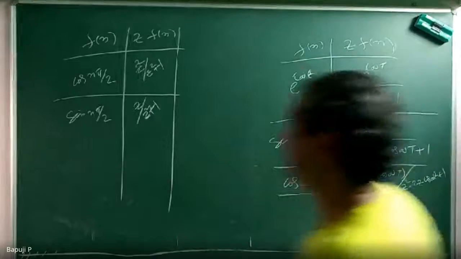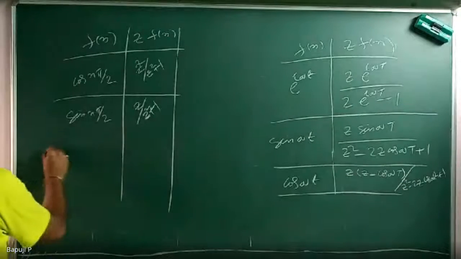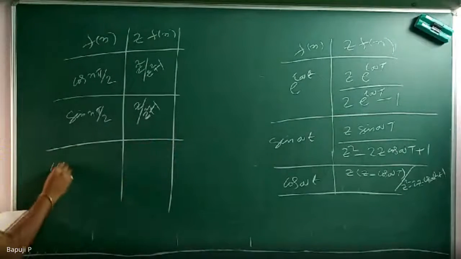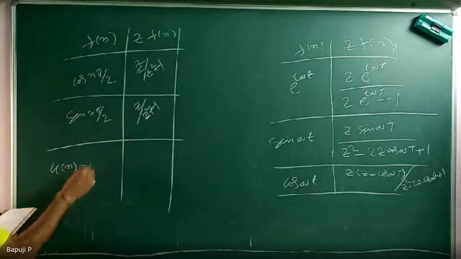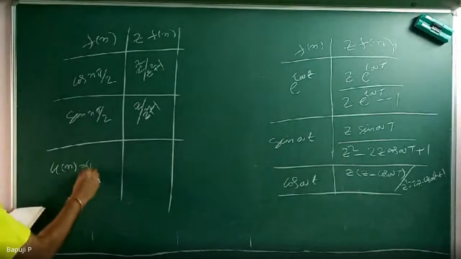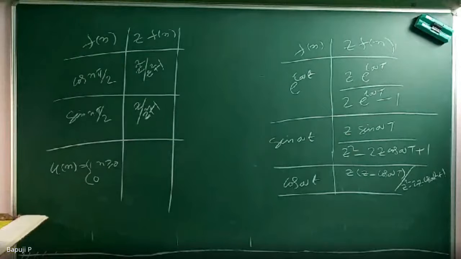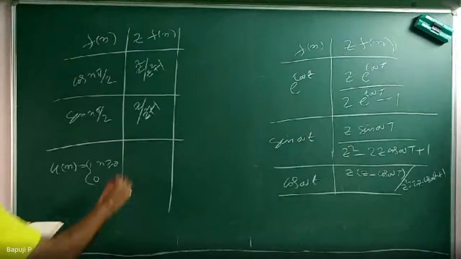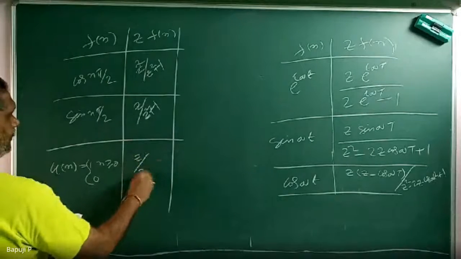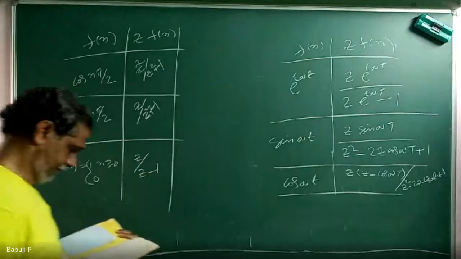Then they will define the unit step function. U of n is equal to 1 for n greater than or equal to 0, and 0 otherwise. N greater than or equal to 0 means U of n is 1, the unit step function. So that is equal to what you write? Z by Z minus 1.